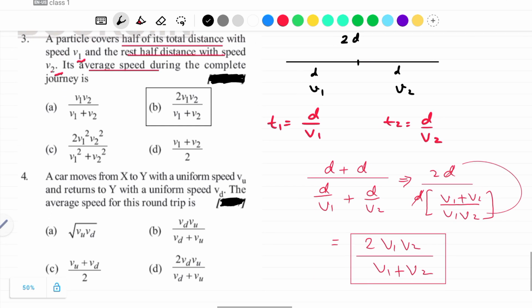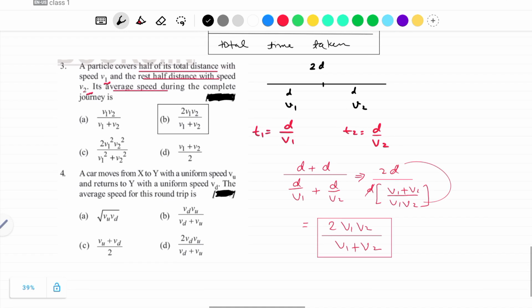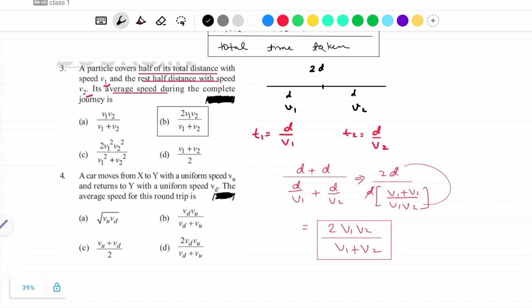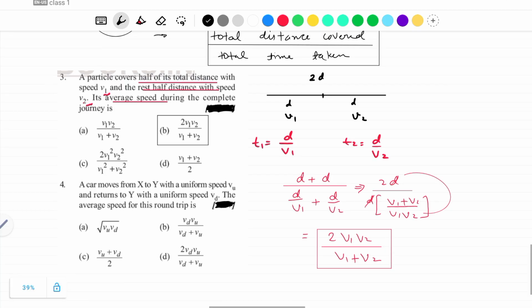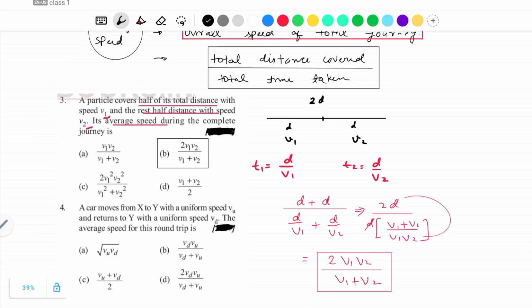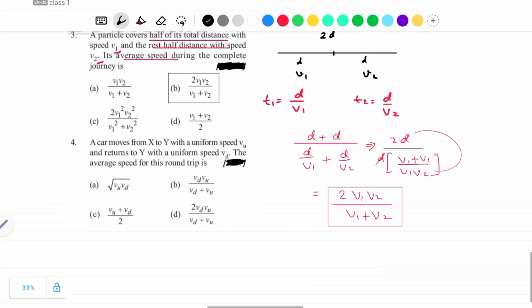I suggest you take a 30-second pause and again see this problem, how we did it. We assume the total distance as 2d. Then for the first part, time will be d over v1. For the next part, time will be d over v2. Then the formula of average speed is total distance covered over total time taken. So students, total distance covered is 2d, total time taken is d by v1 plus d by v2.